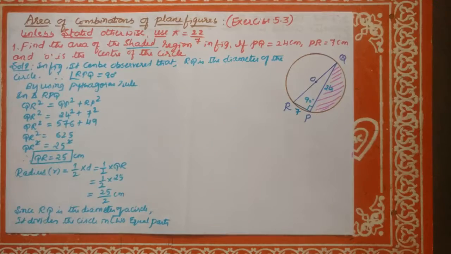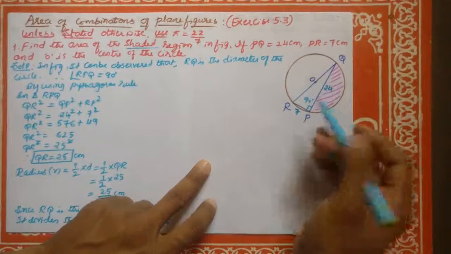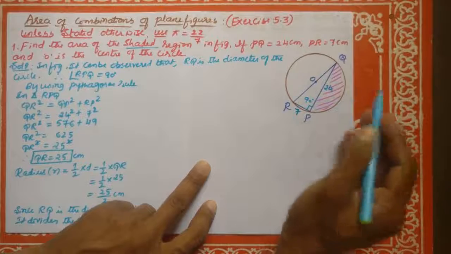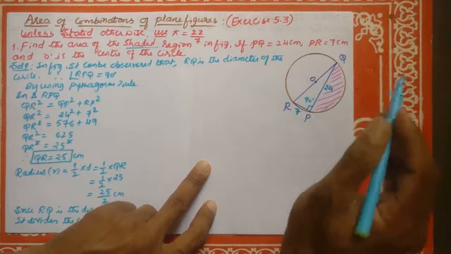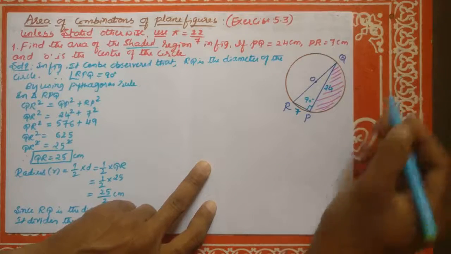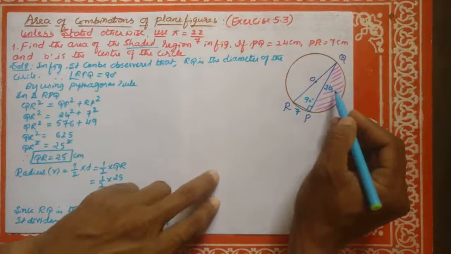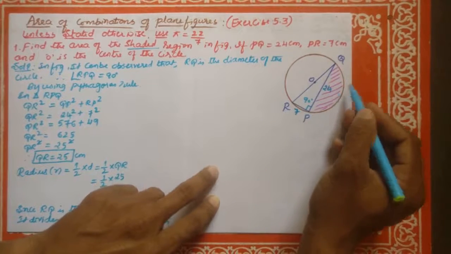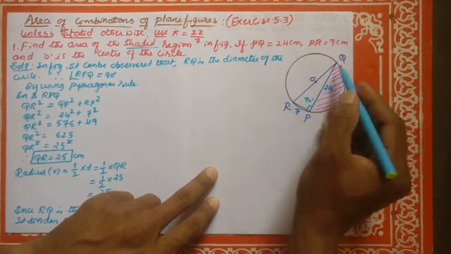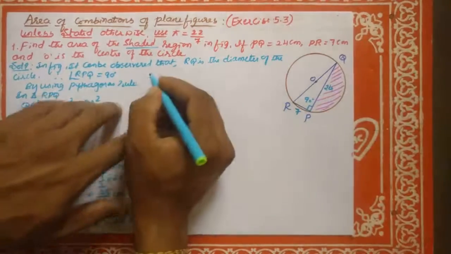Now we need to find the area of the shaded region. Which is the shaded region? Here the only shaded region is the part by P and Q. Therefore, area of shaded region is equal to area of semicircle RPQOR minus area of triangle QPR, or RPQ.